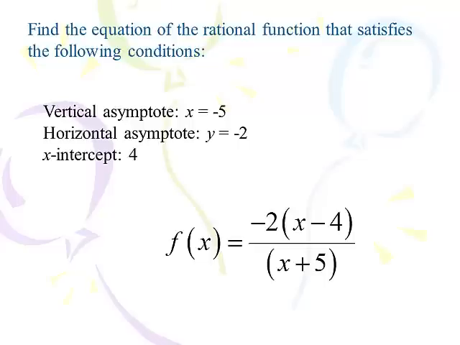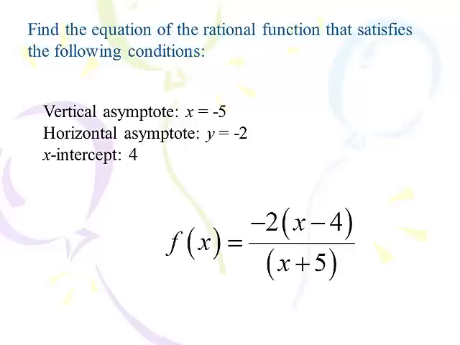And so the vertical asymptotes go to the bottom. And so x plus 5 must be in the bottom. That's why the vertical asymptote is x equals negative 5. X-intercepts go up top. And since we have an x-intercept at 4, we must have the term x minus 4 up top. So x-intercepts up top, vertical asymptotes on the bottom, and they're always the opposite.